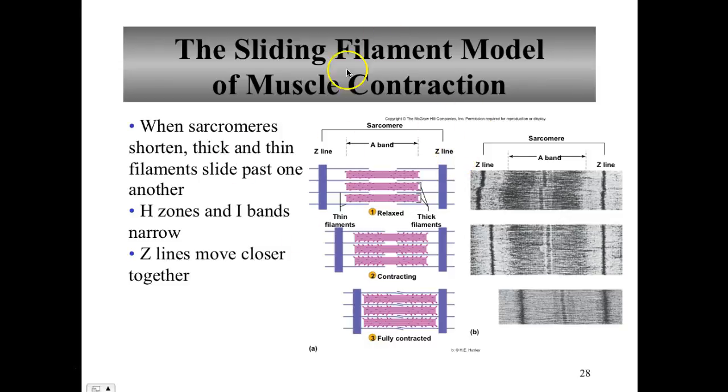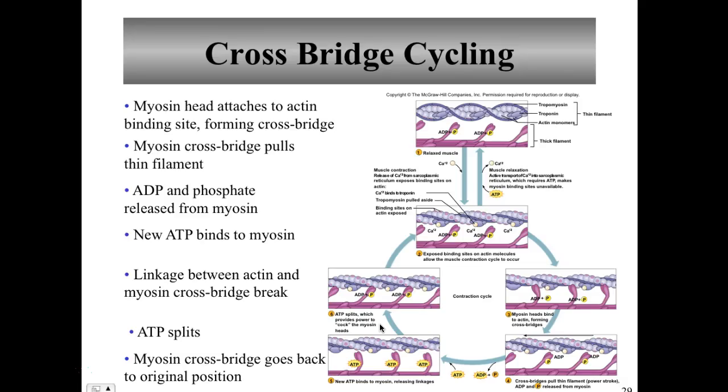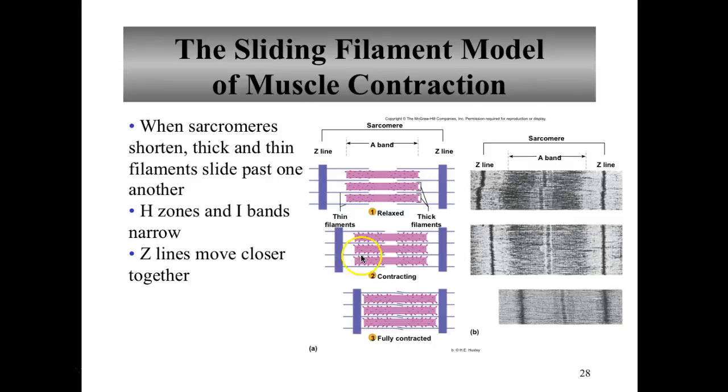So relaxed, contracting, fully contracted. So what happened there? Basically, in a resting muscle cell, so we'll go back up here to the relaxed, in the absence of calcium ions, tropomyosin blocks or inhibits the myosin binding sites on actin.